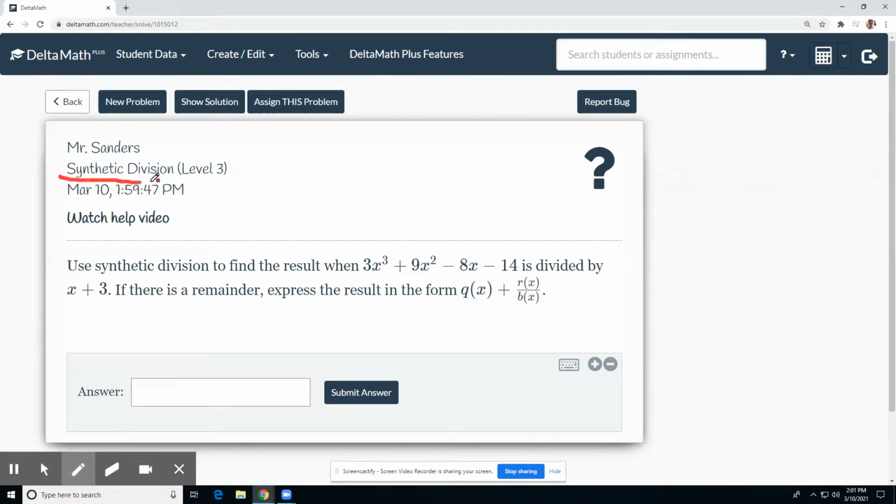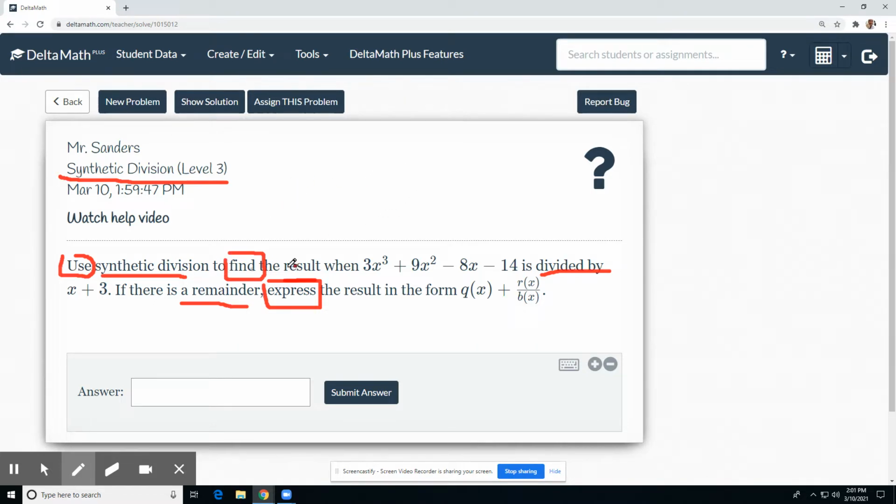We are using synthetic division, level 3. Use synthetic division to find the result of this function divided by this function here. If there's a remainder, express that remainder in this form here. Okay, so synthetic division is just a process.